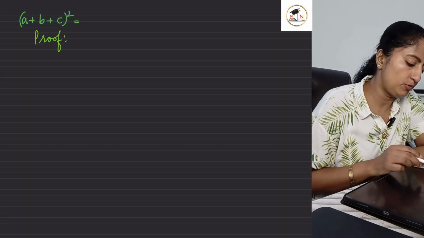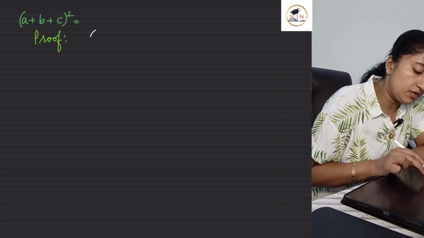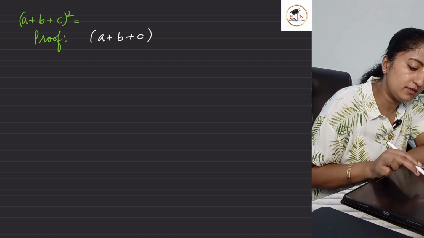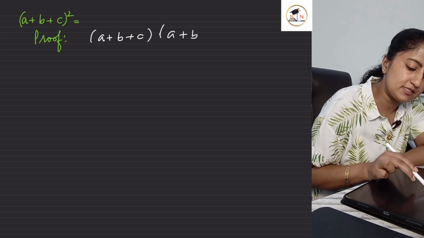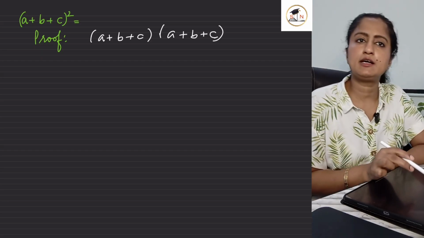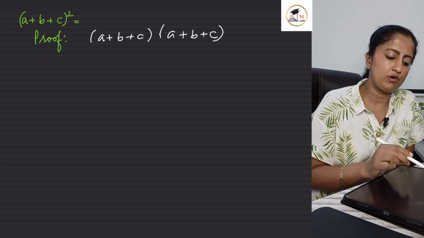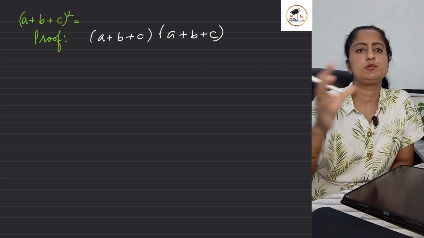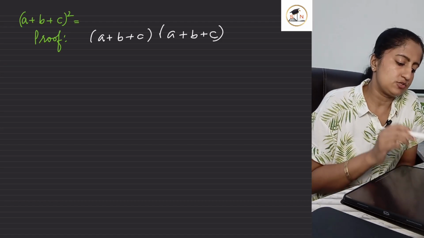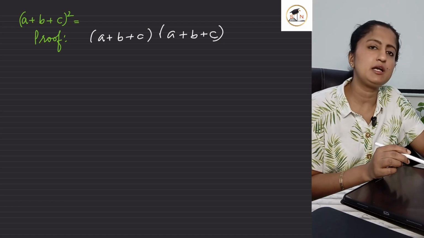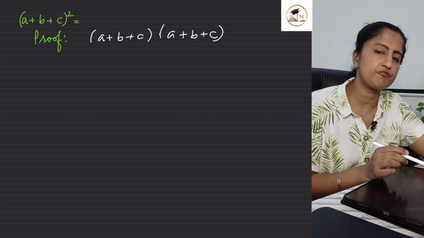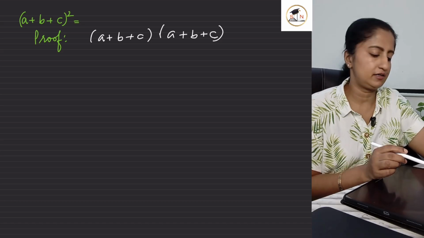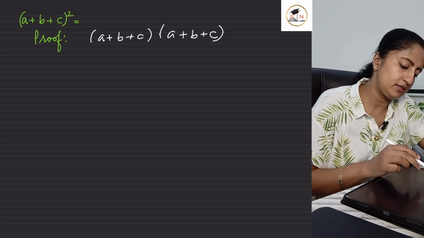So in order to do the proof, what we are going to do? We are going to multiply (a + b + c) along with another (a + b + c), right? Whole square means that. So now over here, what do we have? We have got a trinomial multiplied with a trinomial, right? So that means we have to carefully multiply each term of your first bracket along with each term of your second bracket, right? So let's do that.